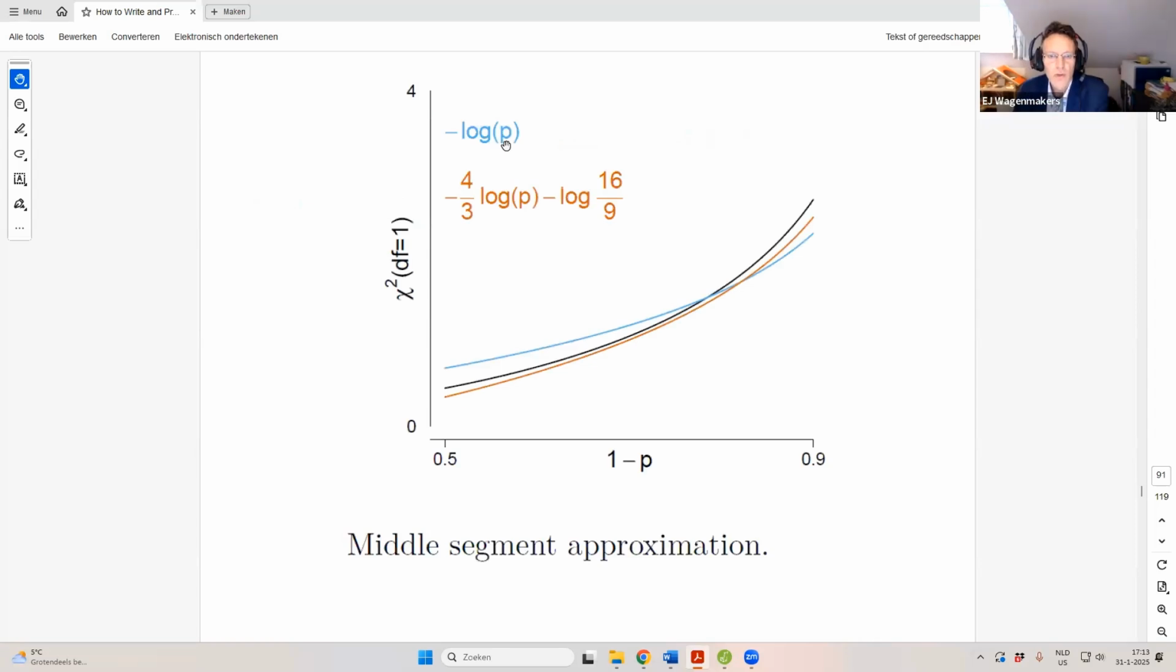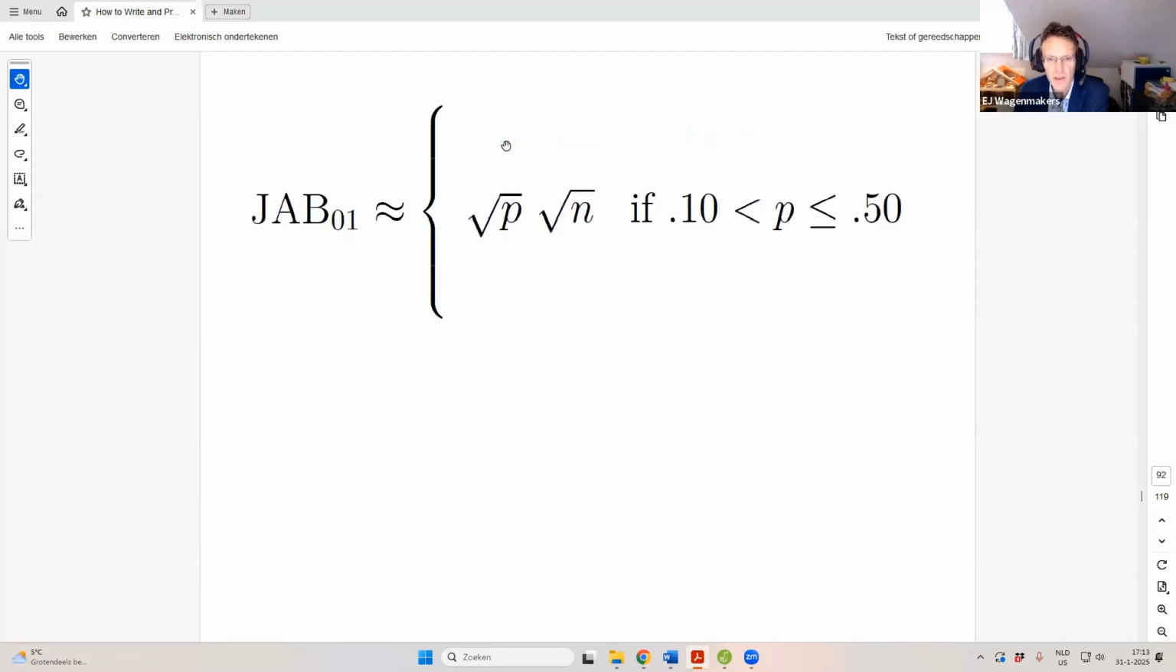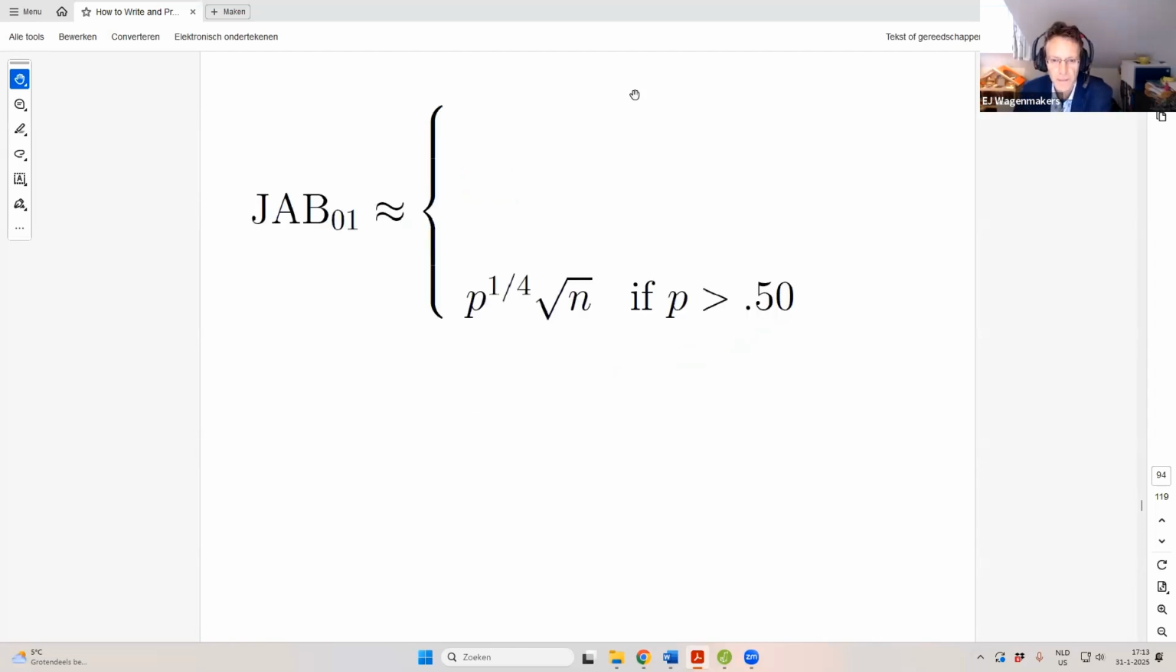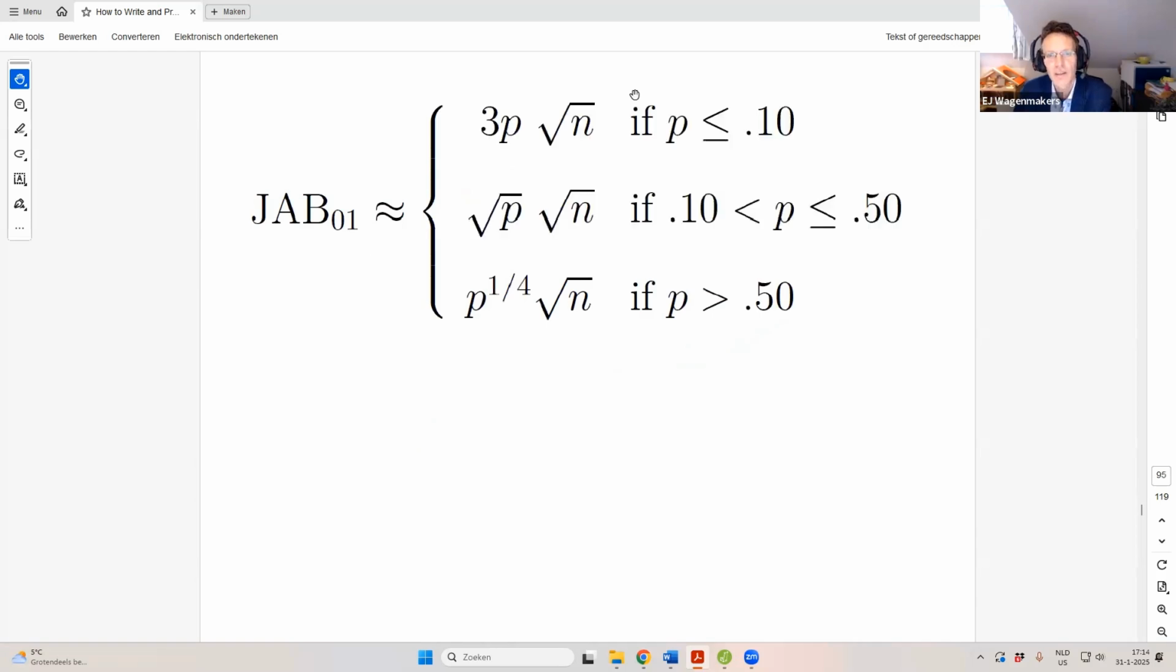So we can also do this in two ways. For the middle segment, we can have a simple approximation and a more accurate but more complex approximation. That gives us square root p square root n. That's the simple one. And this is the bottom segment approximation. It looks pretty bad, but actually, if you look at the scaling on the y-axis, it's not bad at all. Good question. It's a question about BIC. Excellent question. I have a slide on that, so we can just continue. So these are those rules, unless I skip that slide, and then I'll return to it. But I think it's still to come.